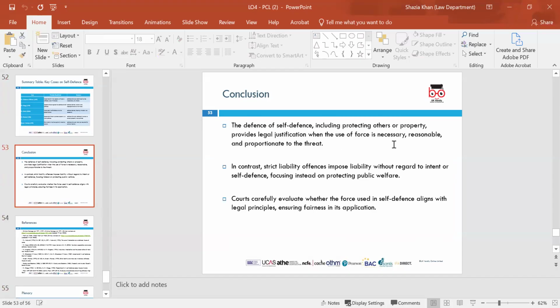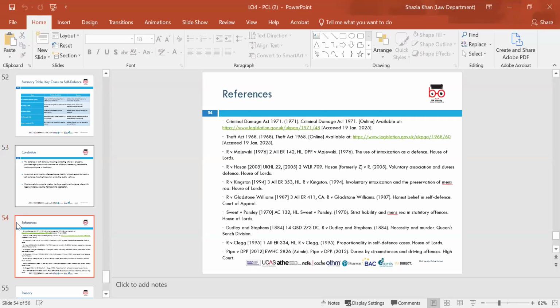In conclusion, the defence of self-defence, including protecting others or property, provides legal justification when the use of force is necessary, reasonable, and proportionate to the threat. In contrast, strict liability offences impose liability without regard to intent or self-defence, focusing instead on protecting public welfare. Courts carefully evaluate whether the force used in self-defence aligns with legal principles, ensuring fairness in its application.